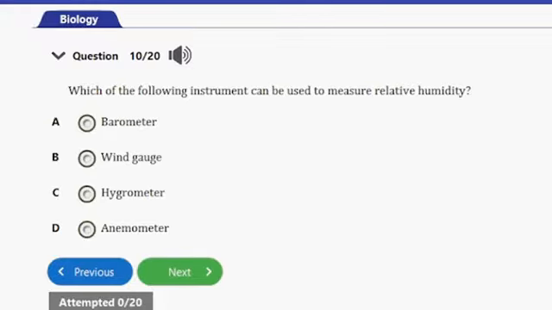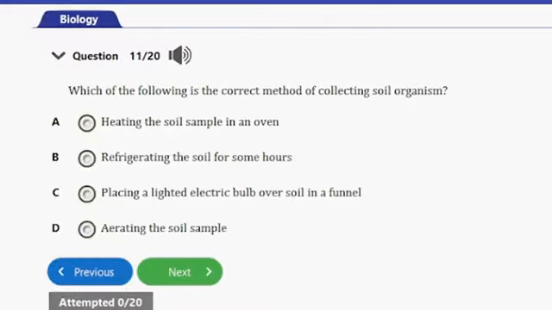Question number 10. Which of the following instruments can be used to measure relative humidity? We have A, barometer, B, wind gauge, C, hygrometer, D, anemometer. So guys, the answer to this question is option C, the hygrometer. The hygrometer is used to measure relative humidity, and that's the amount of moisture in the air compared to the maximum amount of moisture the air could hold at the same temperature. So let's consider the next question.